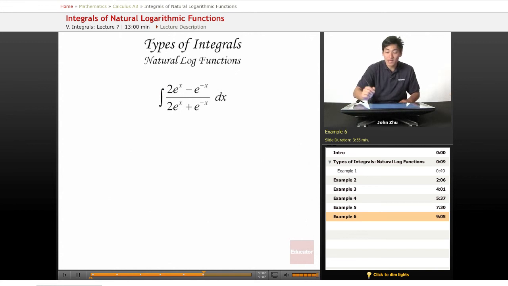Okay, our last example looks very complicated, seemingly impossible to solve. Well, we have to notice that there are a bunch of e to the x's, and we know that the relationship between e to the x and its derivative is direct. They're the same. So what happens when we have an e to the negative x term?